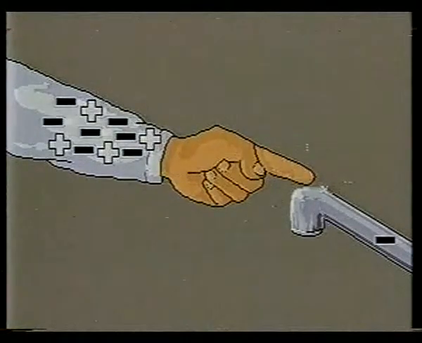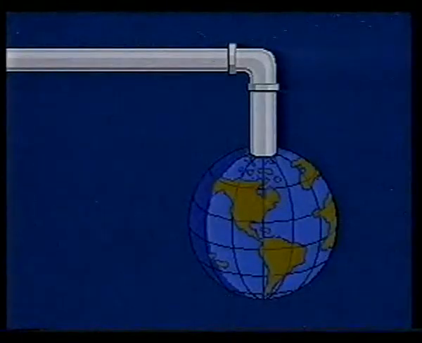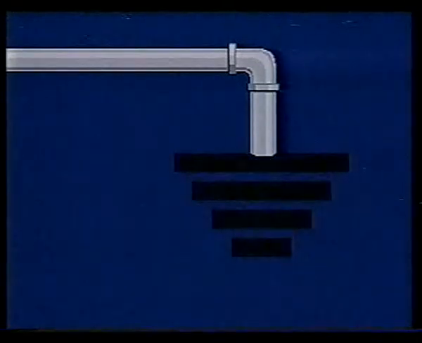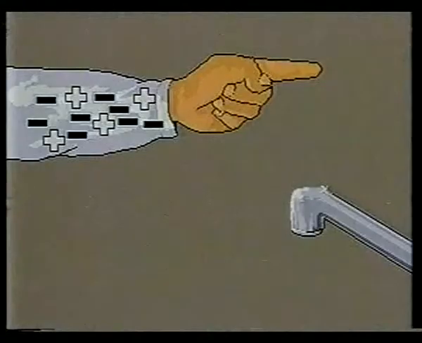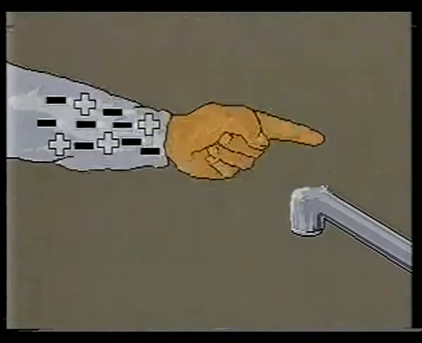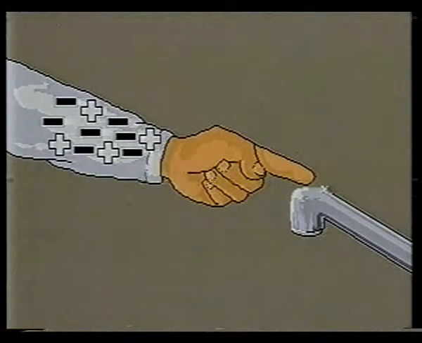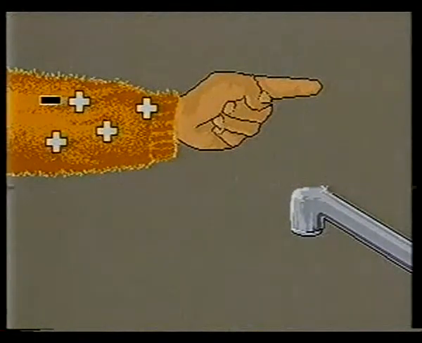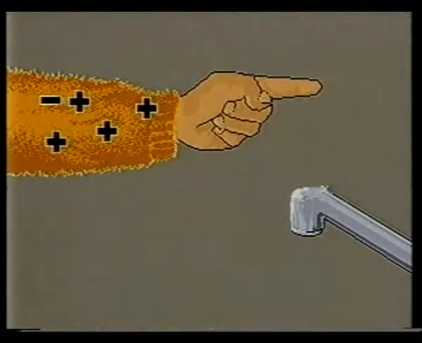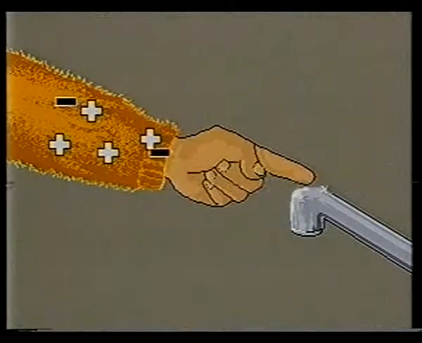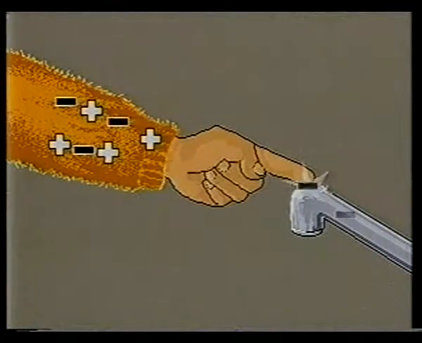The easiest way to neutralize a charged object is to connect it to the Earth with a good conductor called a ground. If the object is negatively charged, the excess electrons flow into the ground until it is neutral. If it is positively charged, electrons flow from the ground into the object until once again it is neutralized.